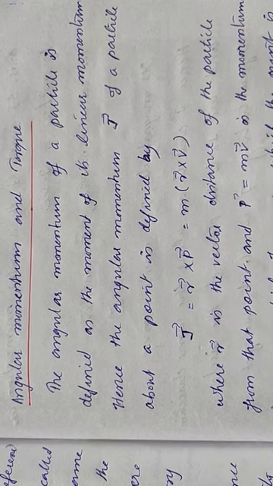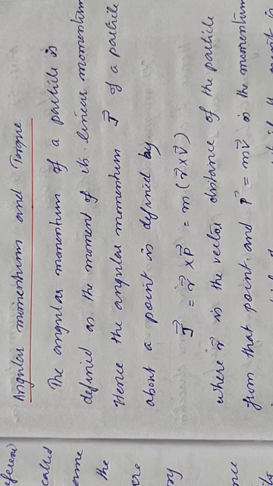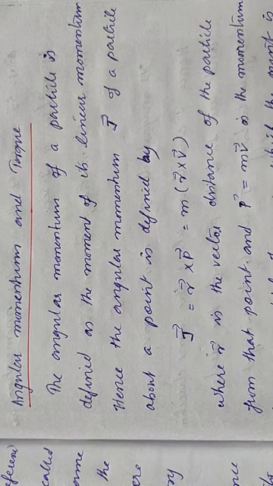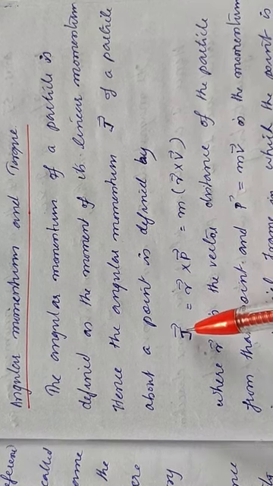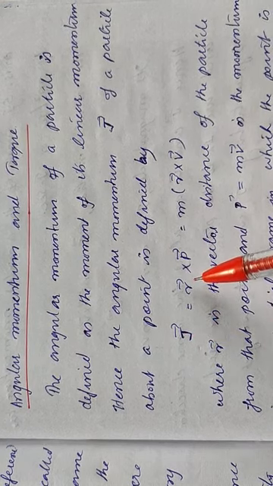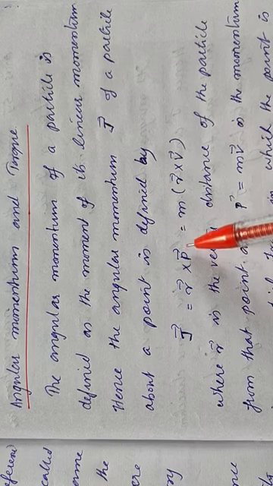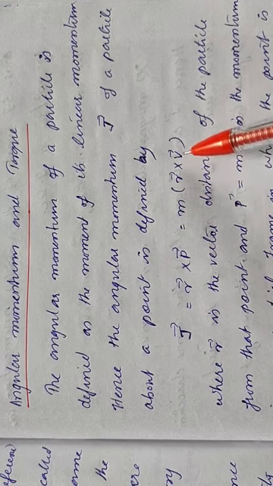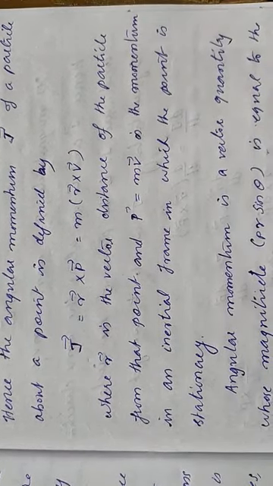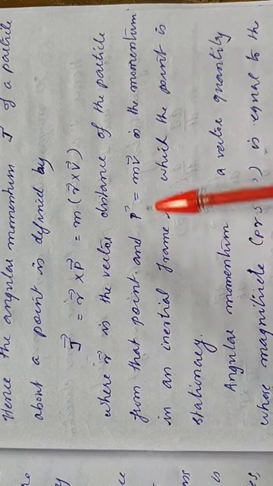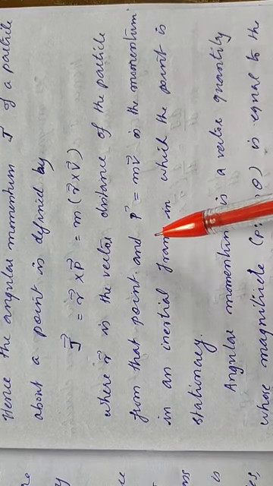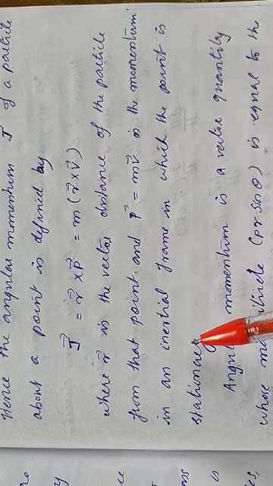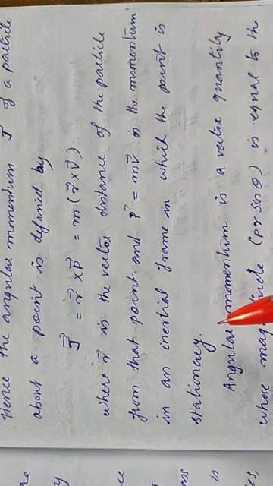So you know what linear momentum is. Angular momentum is defined as the moment of linear momentum, which is represented by the letter J, equal to R cross P, where P is linear momentum, which is mv, so we can write m into R cross V. R is the vector distance of the particle from the point about which the angular momentum is measured, and P equal to mv is the momentum in an inertial frame in which the point is stationary.